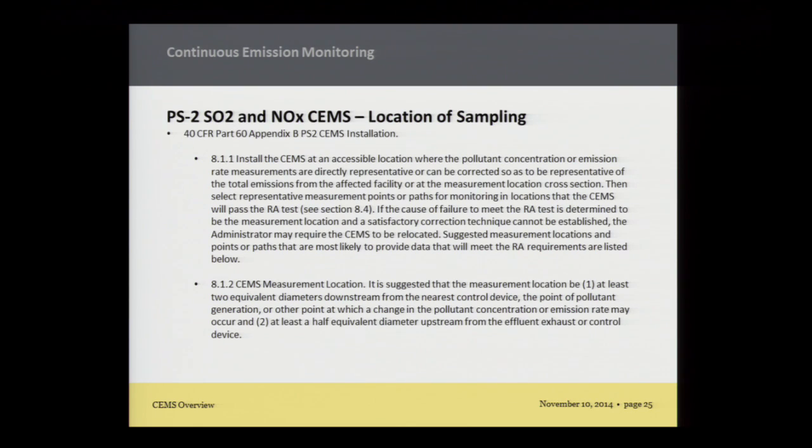So it's suggested that the measurement location be at least 2 equivalent diameters downstream from the nearest control device, the point of pollutant generation, or other change in which the pollutant concentration or emission rate may occur. So we're seeing the same language just to drive it home. And at least a half equivalent diameter upstream from the effluent exhaust of the control device.